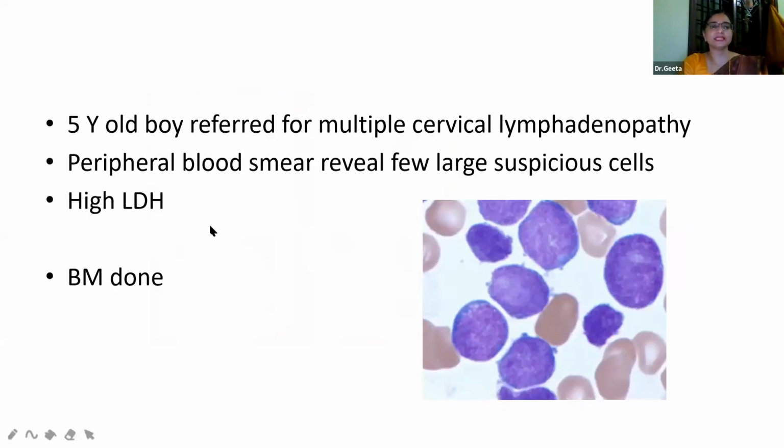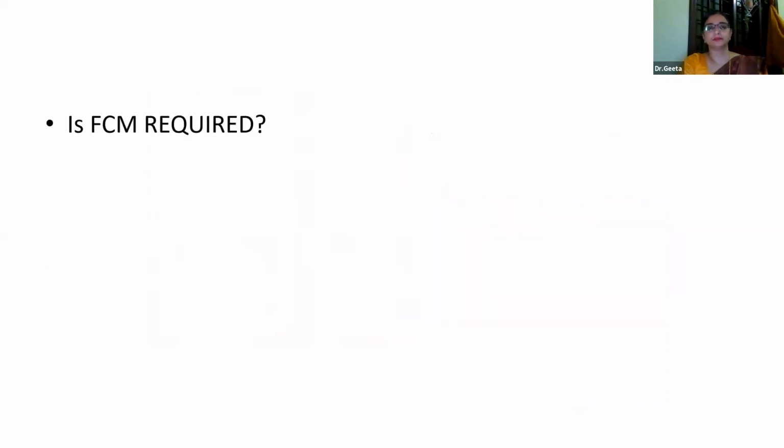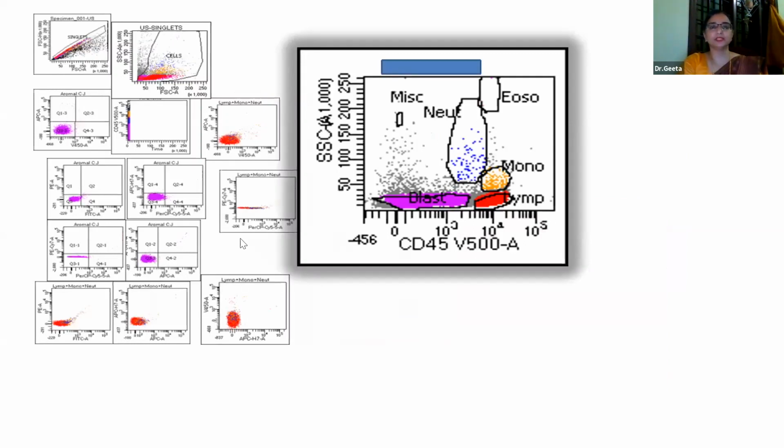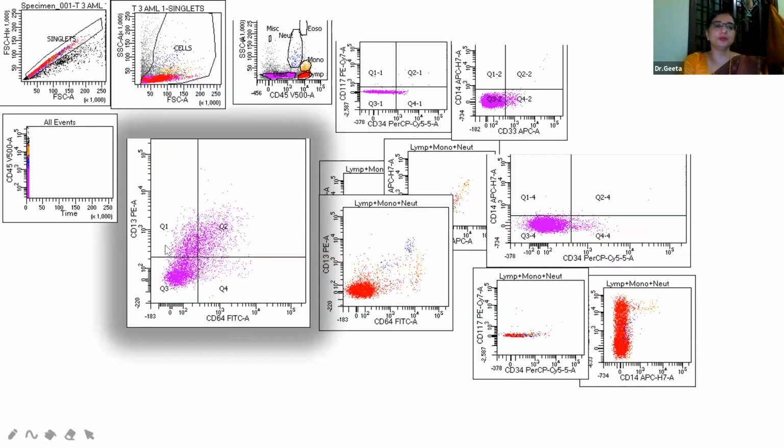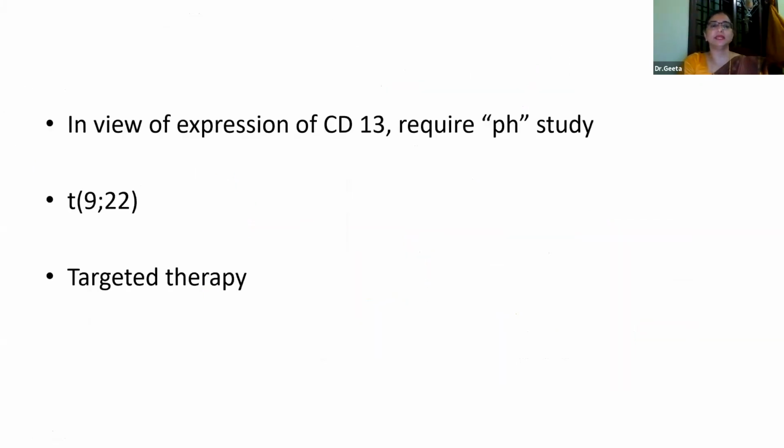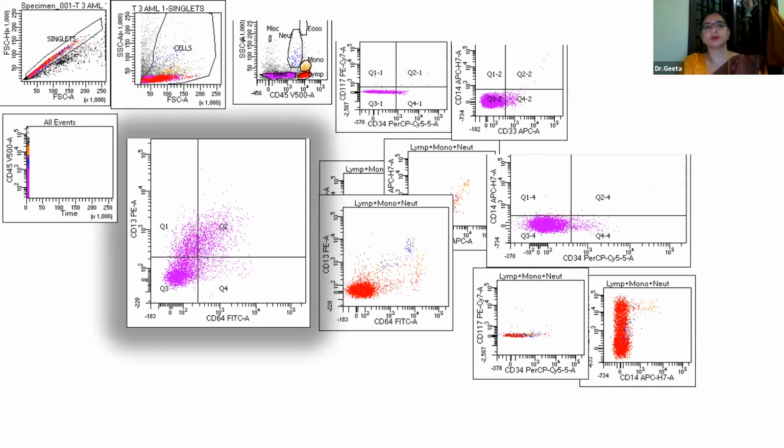Another one who's got large suspicious cells in the peripheral blood, has high LDH and the bone marrow done. Here, these are the blasts in the progenitor area, has got CD19 as well as CD10 positivity indicative of B cell lineage. However, in the myeloid tube, I find that many cells are positive for CD13, which indicates that this possibly is a case of ALL with Philadelphia chromosome or translocation 9;22 positive. Important to know because it's got a targeted therapy available.